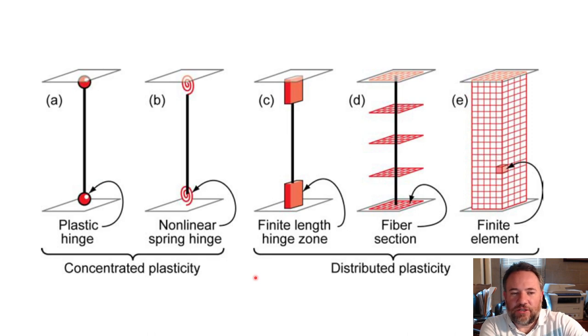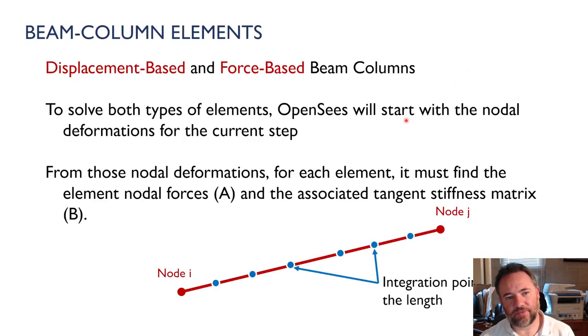Okay, so we looked at this before. We're looking at a distributed plasticity model. With this beam column element, we can do the finite length hinge zones, or we can also do fiber sections, at multiple integration points along the length. They could be fiber sections, or they could also be just moment rotation sections, like we talked about before, uniaxial sections.